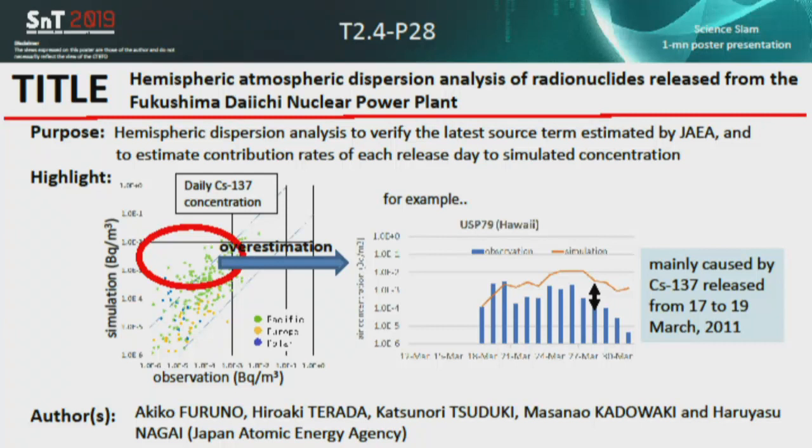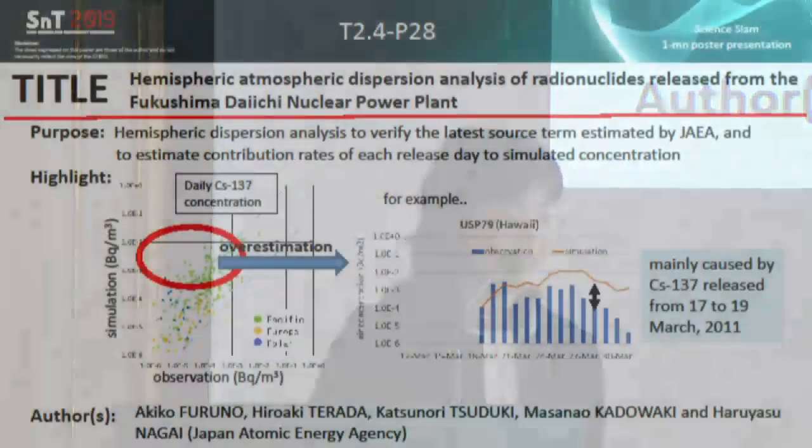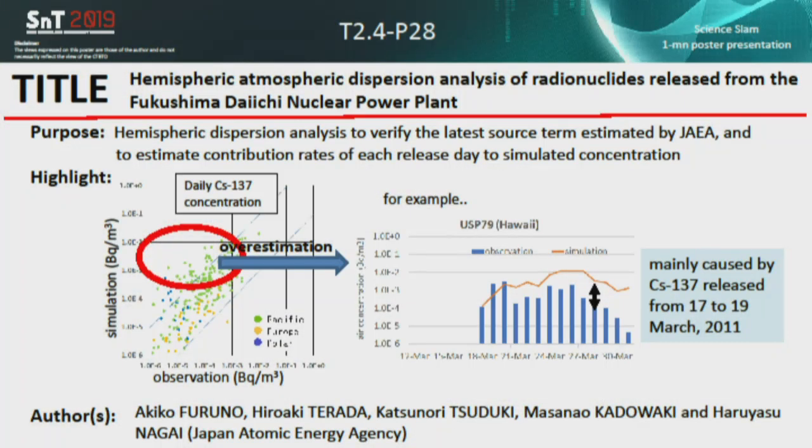Makiko Furuno of JAEA. The purpose of our study is hemispheric dispersion analysis to verify the latest source term for the Fukushima Daiichi nuclear power plant accident, estimated by JAEA, and to estimate the contribution rates of each release date to simulated concentration. The scatter diagram of daily cesium-137 concentration shows that our simulation generally agreed with the observation from CTBT IMS data.